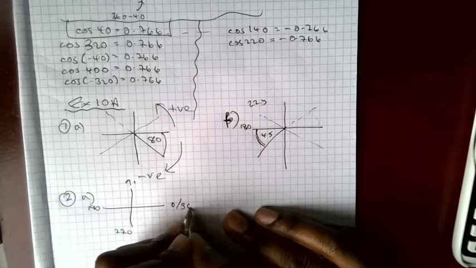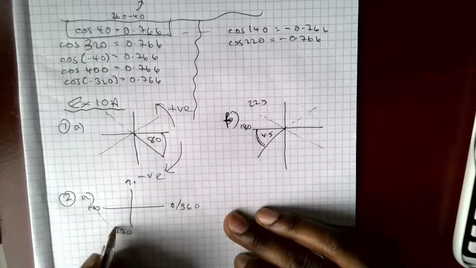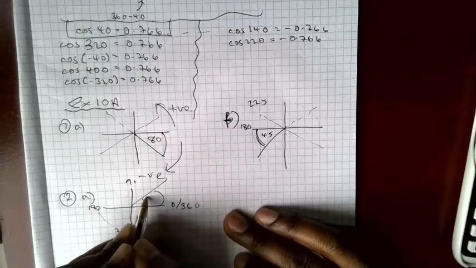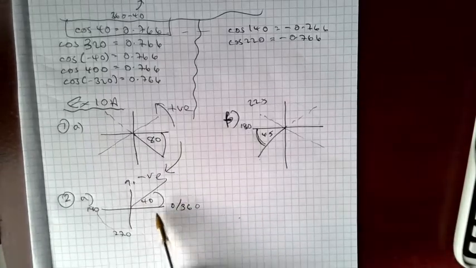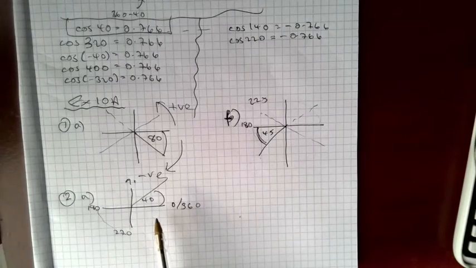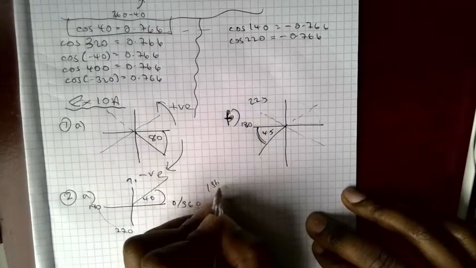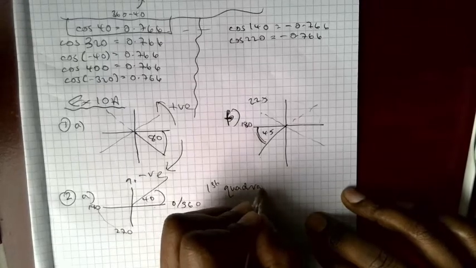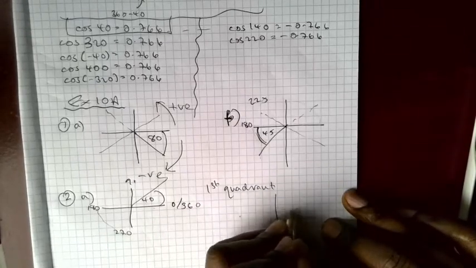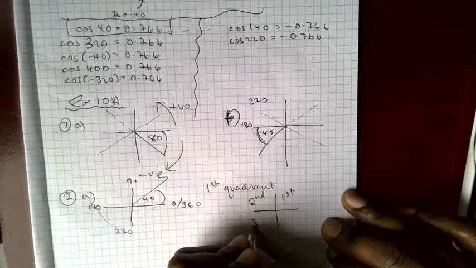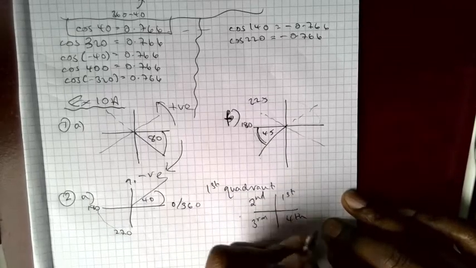Remember this is 360, so I'm going to have to go around 360. 400 degrees is going to be here. Actually, that would be 40. So this is the first quadrant. Okay, so first quadrant. The way that a CAST diagram works is that this is the first, second, third and fourth quadrant. That's how we number it.